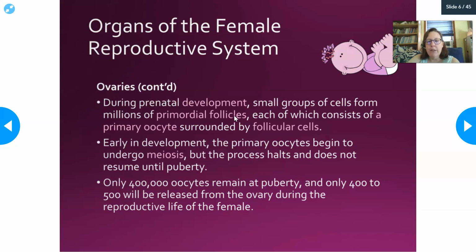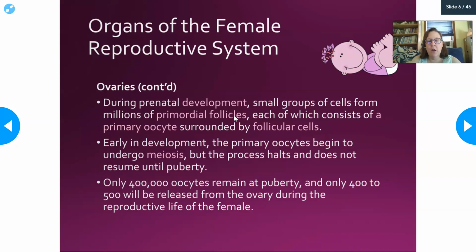And then early in development, so we're still in the womb here, the primary oocytes will begin to undergo meiosis. Meiosis is where you have that shuffling of genetic material. The shuffling that's going to be happening is the genetic material of the baby girl that she inherited from her mom and her dad. Okay, but the process will halt and does not resume until puberty.